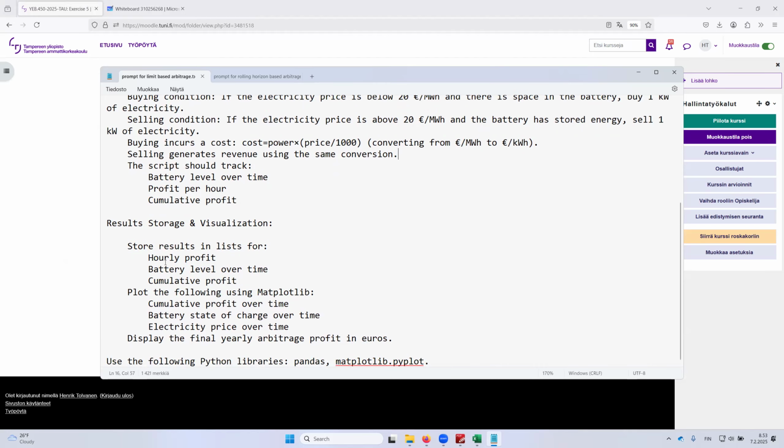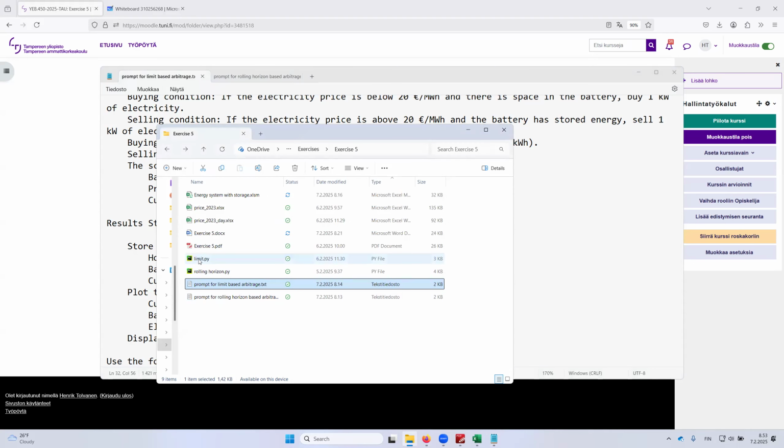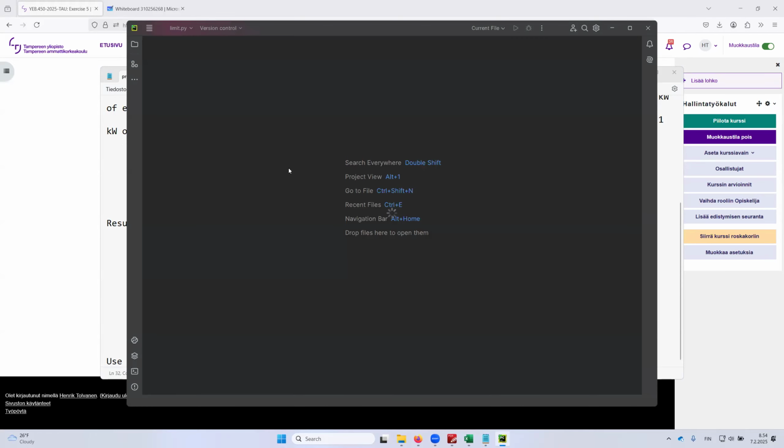And after that, you can set up the visualization. So you can store results in lists for hourly profit, battery level over time, and cumulative profit. And then you can plot cumulative profit over time, battery state of charge over time, and electricity price over time. So with this, I was able to generate this limit.python. So let's go ahead and open that.